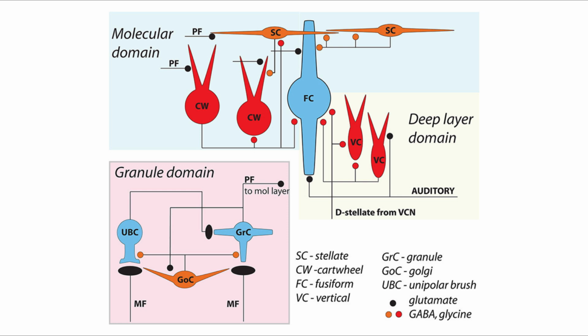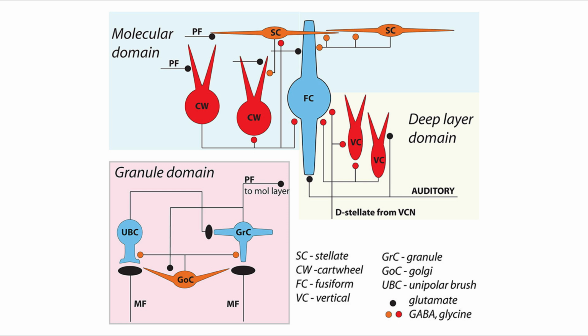Now a bit more about the mossy fibers. These are afferent fibers that bring excitatory inputs from various sources, like the auditory nerve collaterals or other brainstem nuclei. And they contact granule cells and unipolar brush cells, as you can see on the diagram. Now let's move on to the molecular domain.